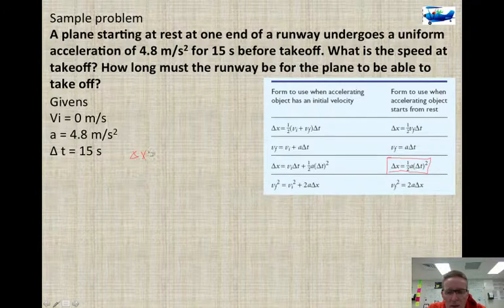So change in x equals 1/2 the acceleration times the change in time, and that quantity is squared. So we just plug in numbers. 1/2 times 4.8 meters per second squared, and then we have 15 seconds. That is going to be squared, and when you do your math, you should get 540 meters.